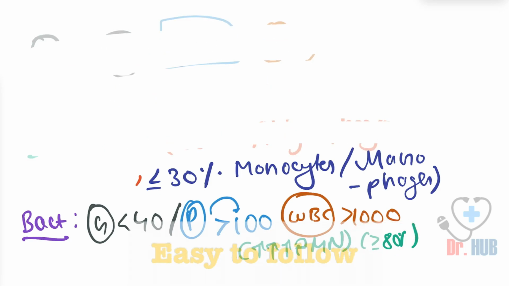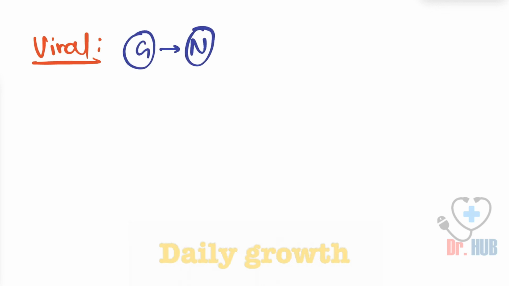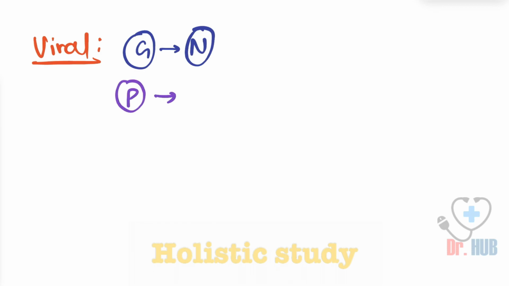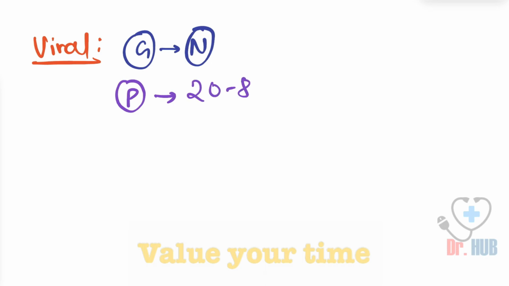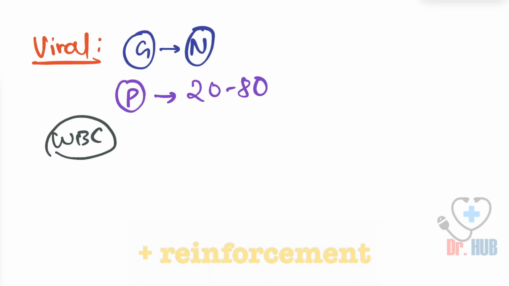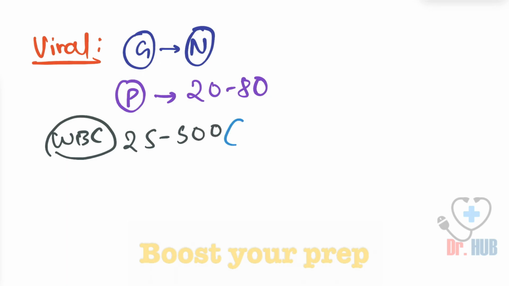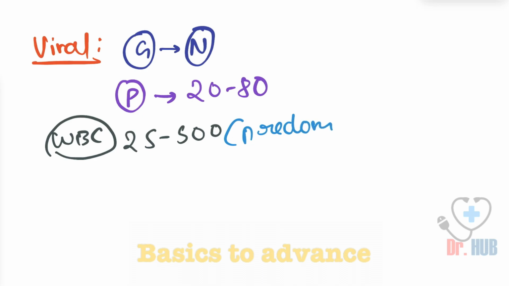Next, we'll be looking at the viral. So what happens in viral? In terms of viral, we need to know that the glucose remains normal. And what about the protein? The protein is 20 to 80. And WBC, in terms of bacterial, was significantly high. Here it is slightly lower, that is 25 to 500. And what does it include? It predominantly includes the lymphocytes.